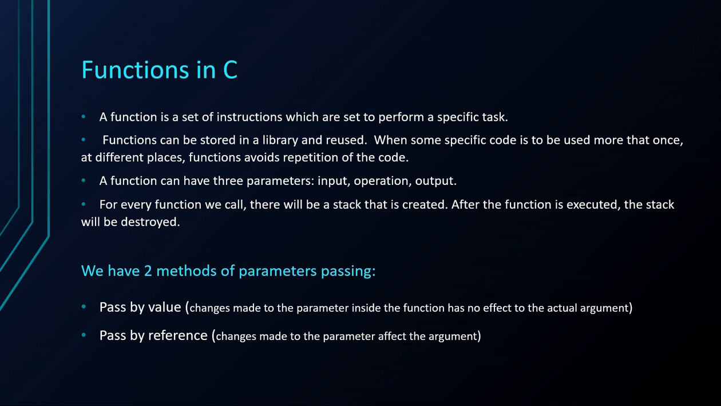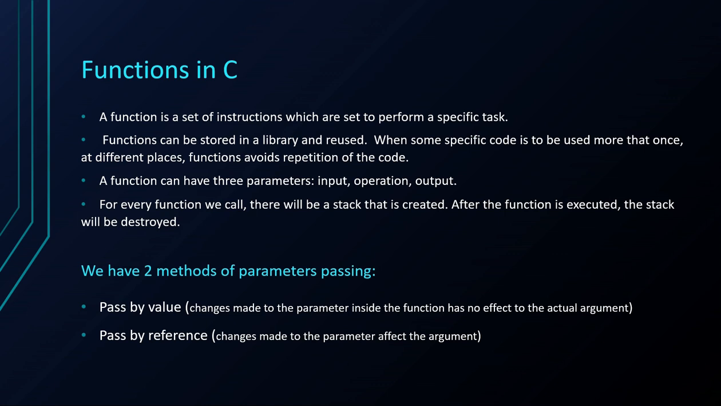Functions. A function is a set of instructions which are set to perform a specific task. Functions can be stored in a library and reused. When some specific code is to be used more than once at different places, functions avoid repetition of the code. A function can have 3 parts: input, operation, and output. For every function we call, a stack is created. After the function is executed, the stack will be destroyed.